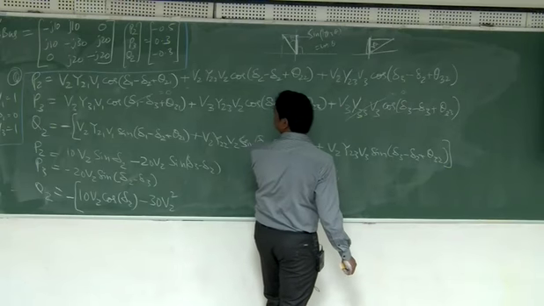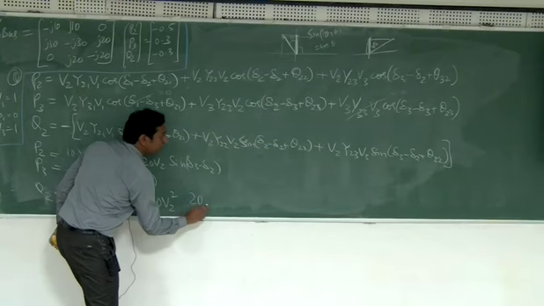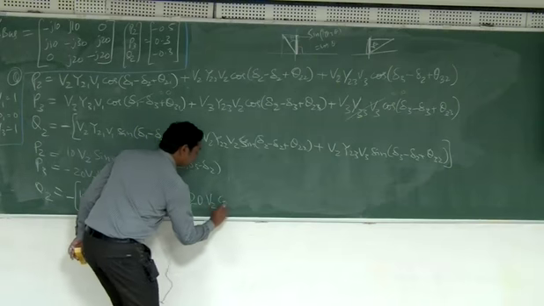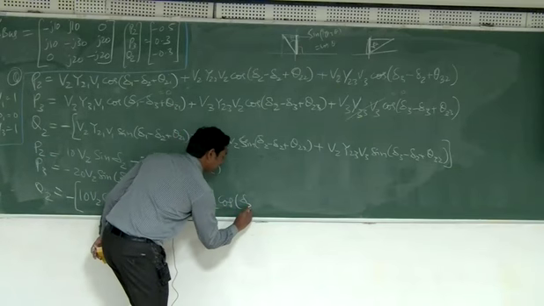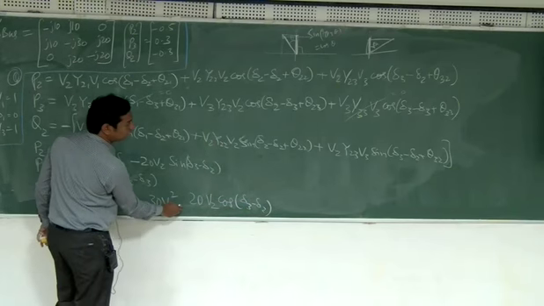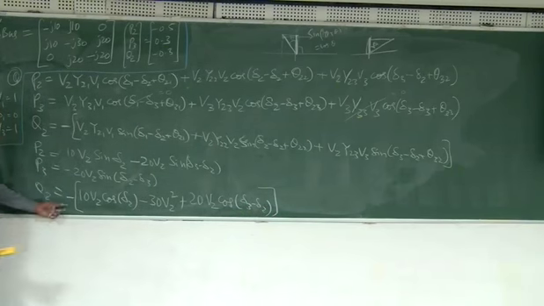third term. So 20 V2, then cos of, okay, and this will be plus. But remember, there is a minus outside. Okay. So what I did is from this I reduced to this.